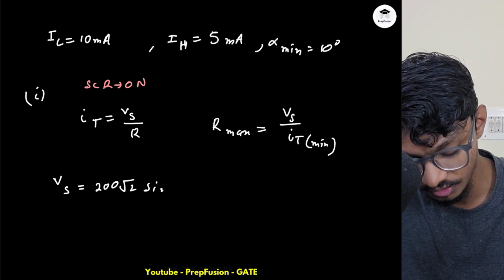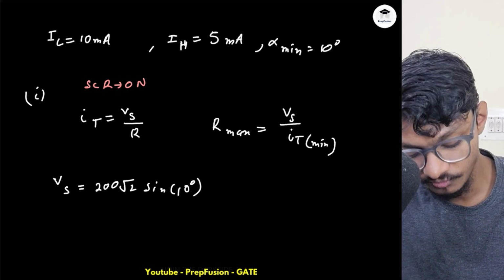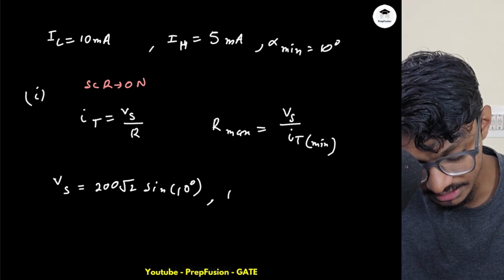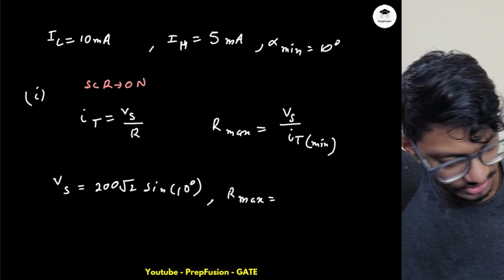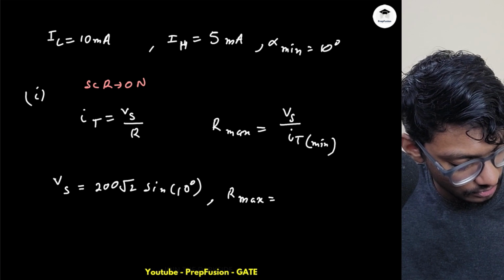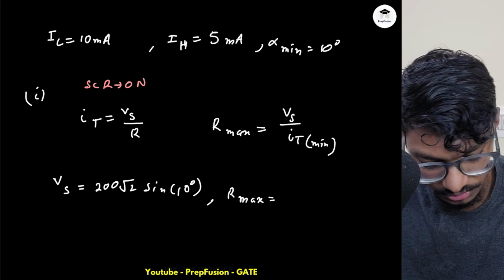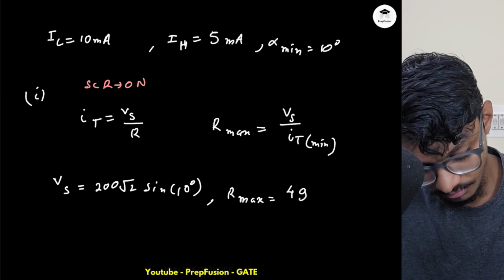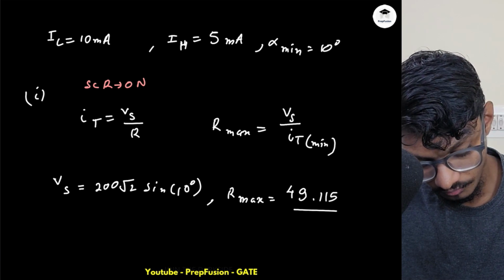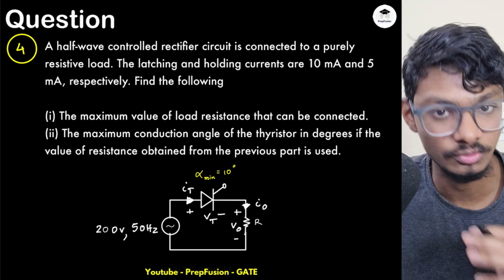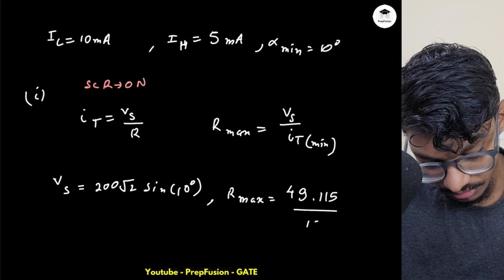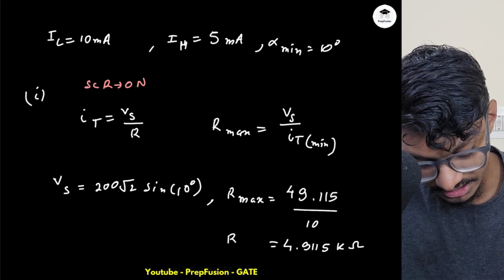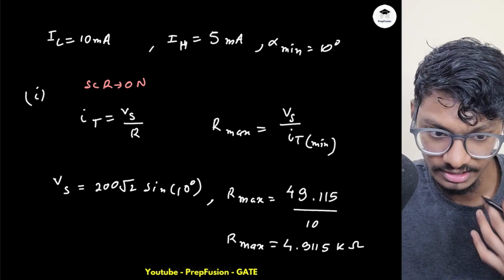So generally a sine wave is given, so this will be sine of 10 degrees. So the Vs value is this. And due to this voltage, whatever current flows should be equal to my latching current. Then only my SCR will be turned on. Hence, my R max will be 200 into root 2 into sine 10 degrees, which is 49.11, divided by IT. The minimum current needs to be the latching current, else it won't turn on. What is the latching current? Latching current is 10 milliamperes. So this will be 4.9115 kilo ohms. This is the maximum value of resistance that I can put, above which the current will reduce below the latching current and it will never turn on.